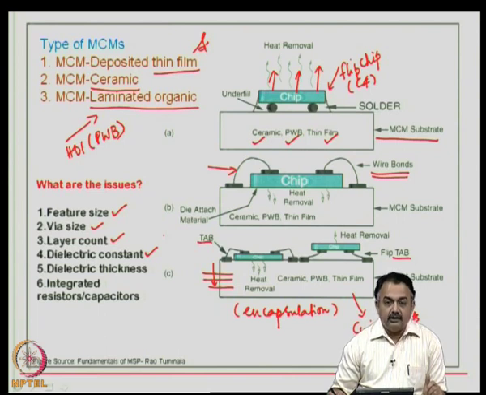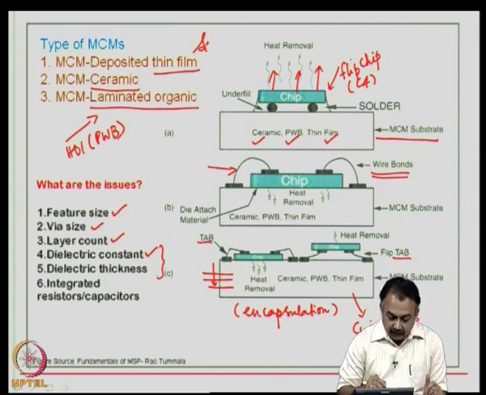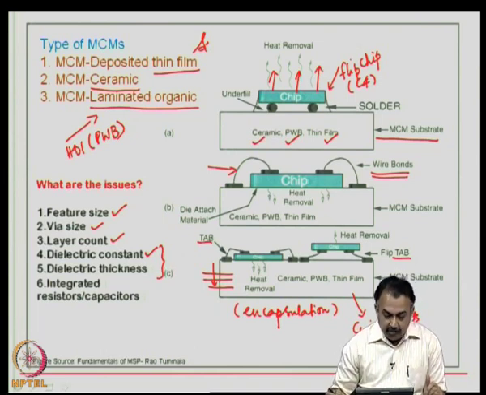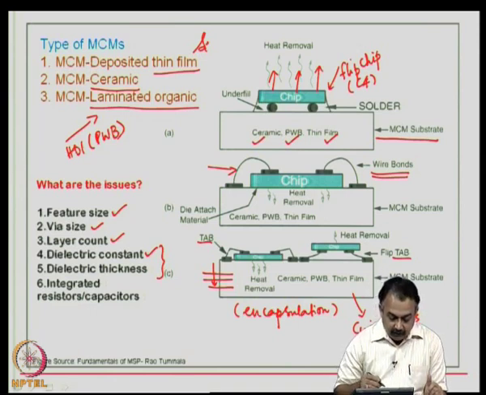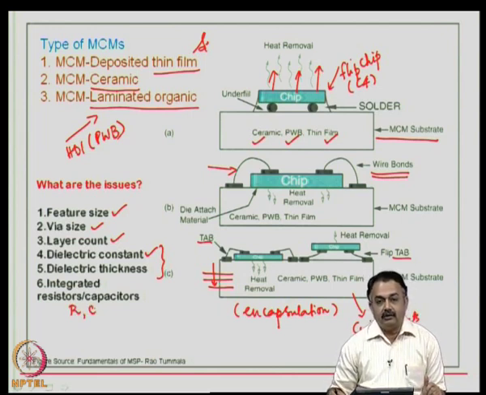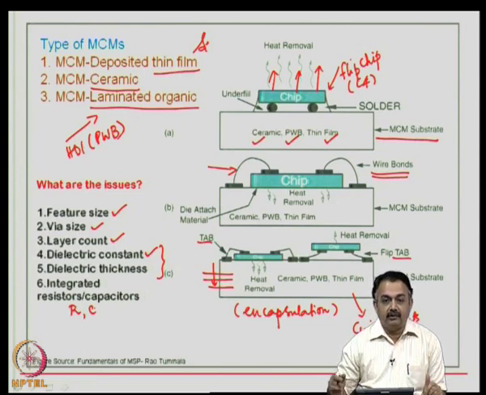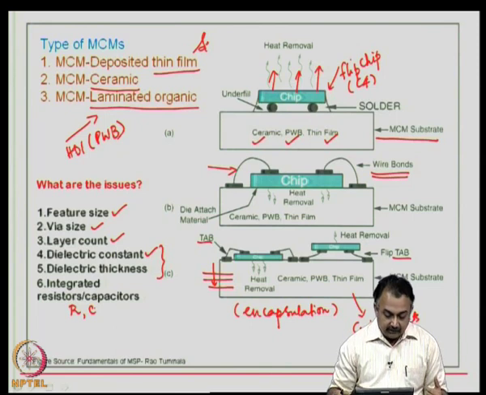Dielectric thickness is again related to the process. Dielectric thickness and dielectric constant will give the choice, or a better design utilizing these properties will give better electrical performance. Because it is normally a multi-layer structure, you can try to integrate your resistors and capacitors into the structure of the multi-chip module substrate. Because these resistors and capacitors are now part of the interconnect system along with the active devices. Because if you encapsulate these actives and the passive devices, you are going to get a complete system in hand.